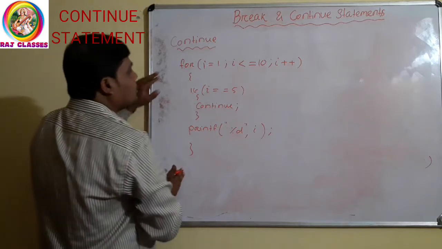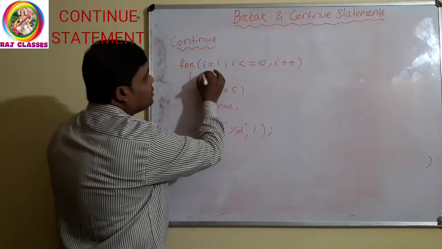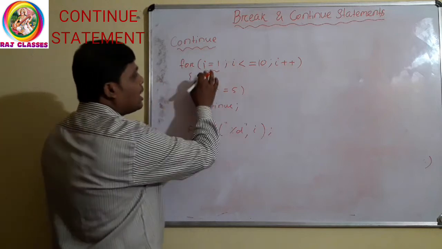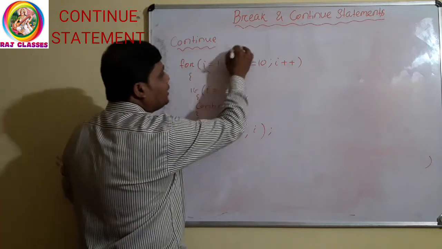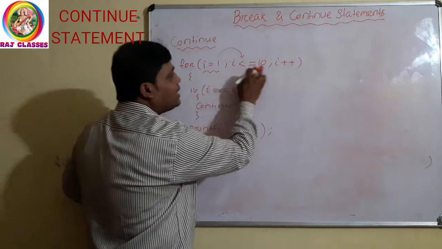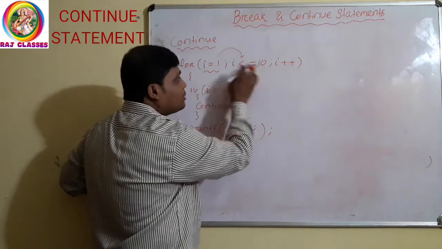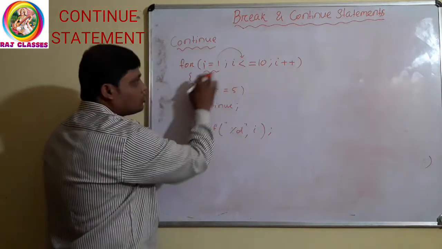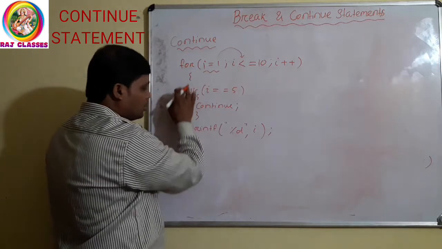Clear? Just see. This is the initialization part. I value will be 1. Then it will come to the condition part, I less than or equal to 10. It will check the condition. Yes, the condition is true. So control will come to the body part.